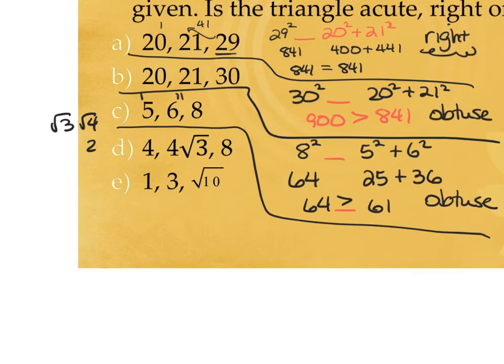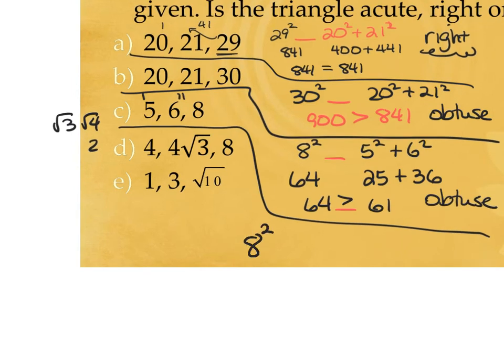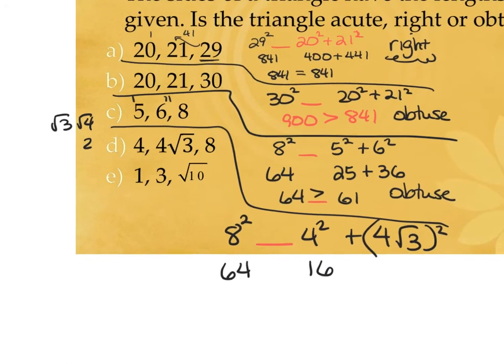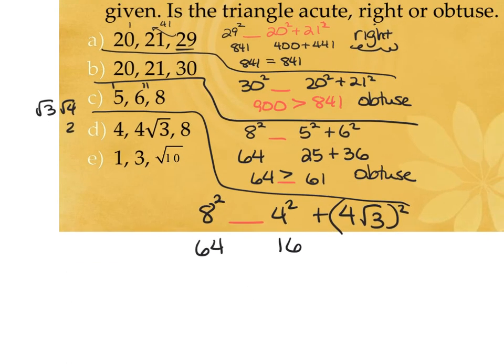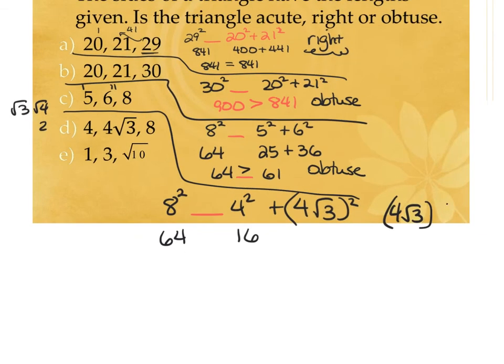So let's go ahead and just do the 8 squared. I don't know what's going to happen here yet. And then 4 squared. And then 4 square root of 3 squared. So 8 squared is 64. 4 squared is 16. And now remember to square something that's got a radical in it. I'm going to write this 2 times. I'm going to do outside with outside. So 4 times 4 is 16.